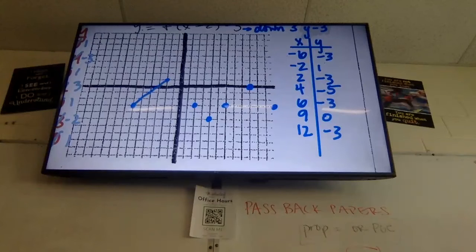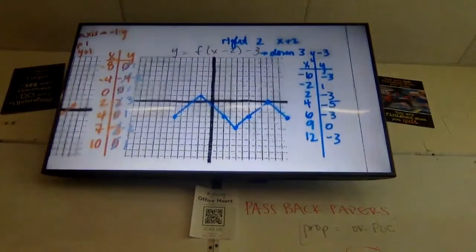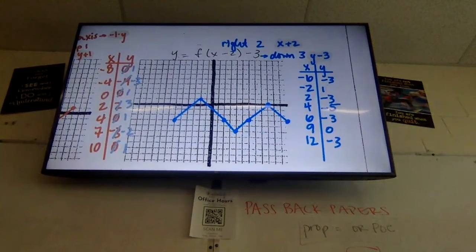A little bit hanging off the graph, but that's okay. So this one I didn't do any flipping. All I did was move right and down. I think I literally just took my graph and moved it right and moved it down.